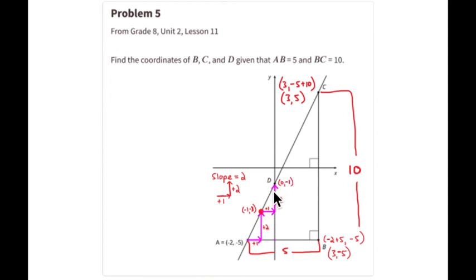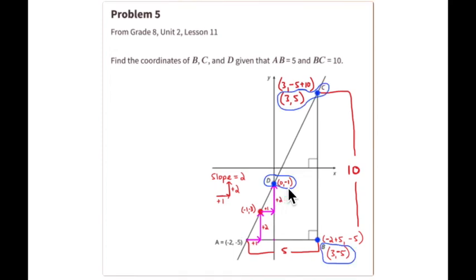It is the y-intercept. We know it's the y-intercept because we ended up at the y-axis right here. So we started at -2, and we added 1 unit and another 1 unit, so that equals 0. So this point is 0, -1. So the coordinates for D are 0, -1. The coordinates for B are 3, -5. And the coordinates for C are +3, +5.